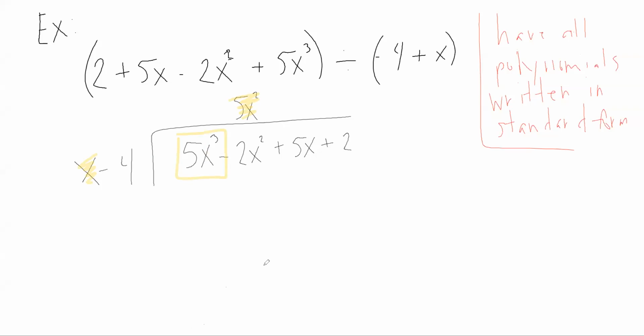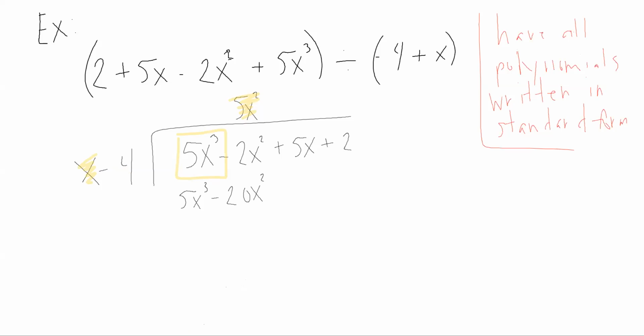Okay, so now what I'm going to do is I'm going to multiply, right? 5x squared times x gives me 5x cubed. And then I have to go through and multiply this 5x squared times negative 4. Well, 5 times negative 4 gives me a product of negative 20. And then x squared comes along.